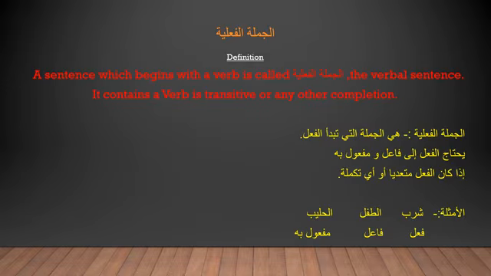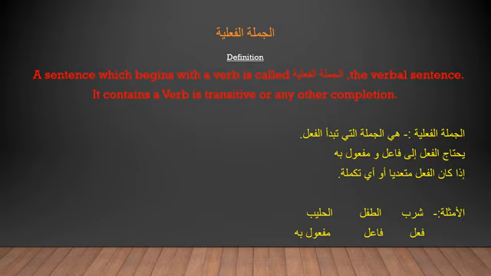We can go through the Arabic definition. Al-jumlatul fi'liya, the verbal sentence. Al-jumla is the sentence allati tabda'u bil-fi'l, which begins with a verb. يحتاج الفعل إلى فاعل ومفعول به. The verb needs a doer, a subject, and an object, إذا كان الفعل متعديا, if the verb is transitive or any other completion. In the example you can understand: شرب الطفل الحليب. Shariba, drank. Al-tifl, who? The child, the baby drank al-halib, milk.